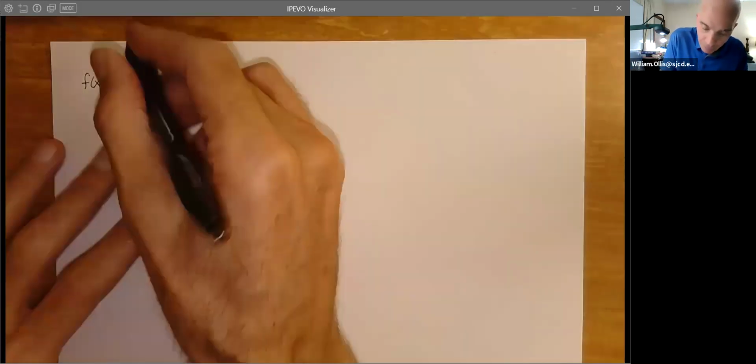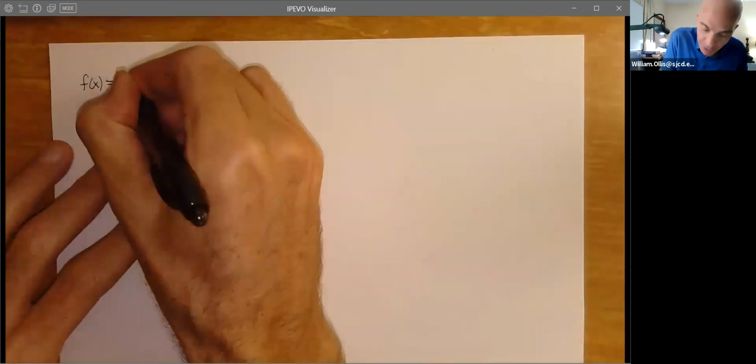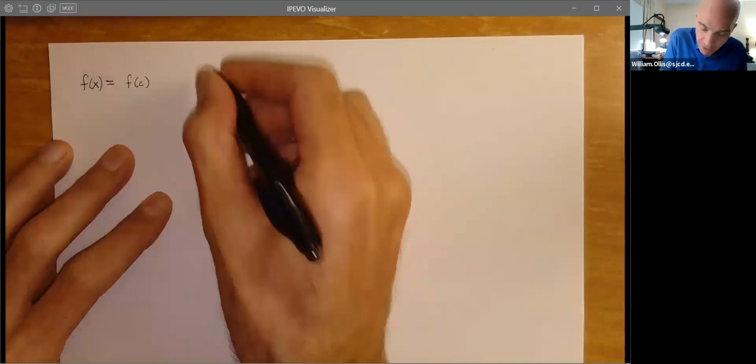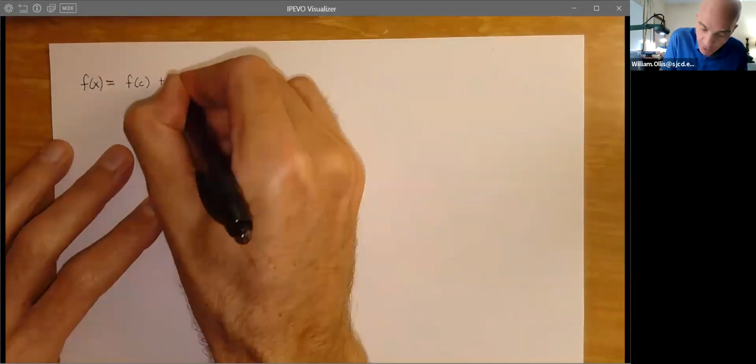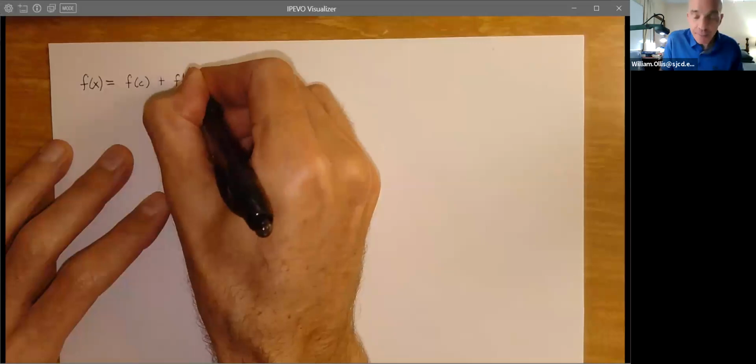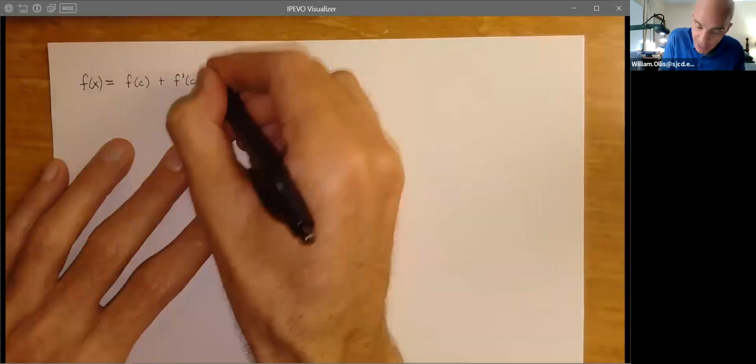So remember, this will be f of c plus the first derivative evaluated at c times x minus c.